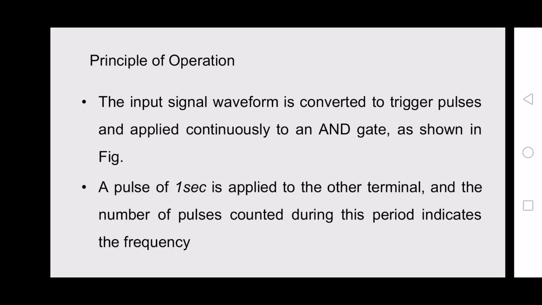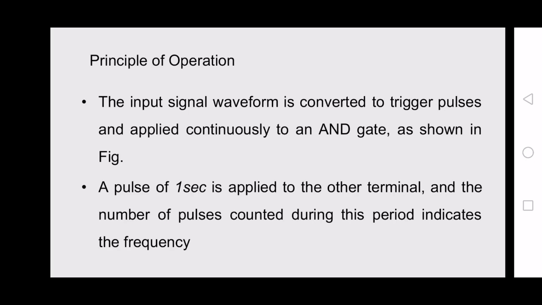Now during this 1 second pulse, the number of pulses counted during this period indicates the frequency, that will be recorded by the electronic counters having a decimal display, a 7 segment LED display. So this is the basic principle of operation.